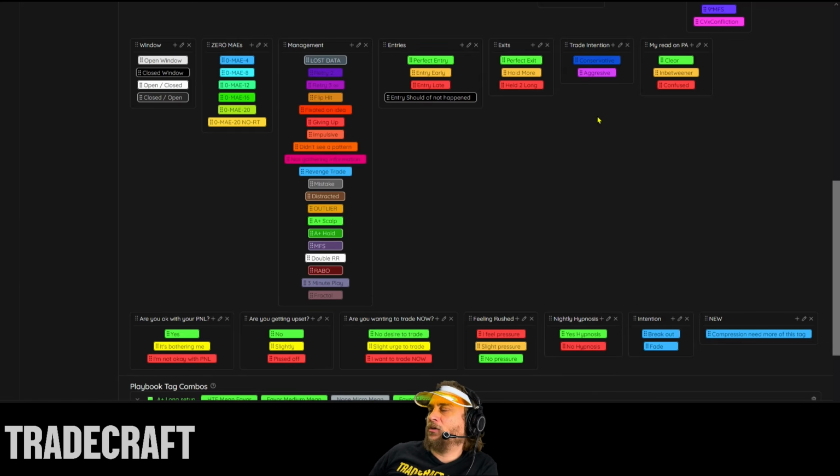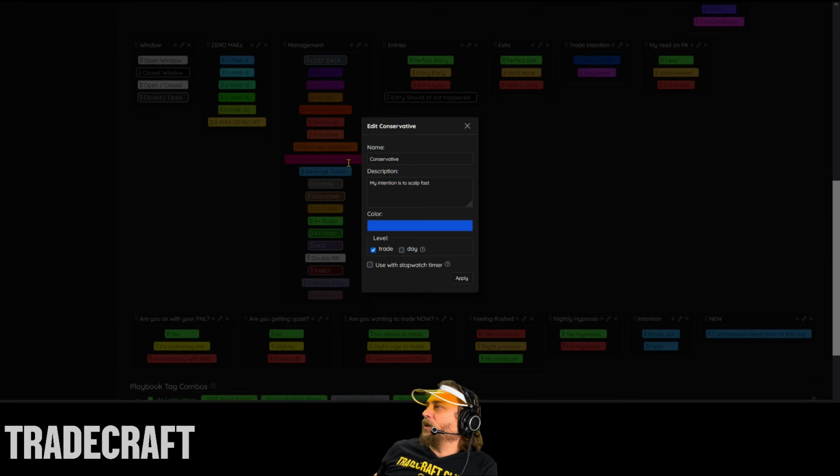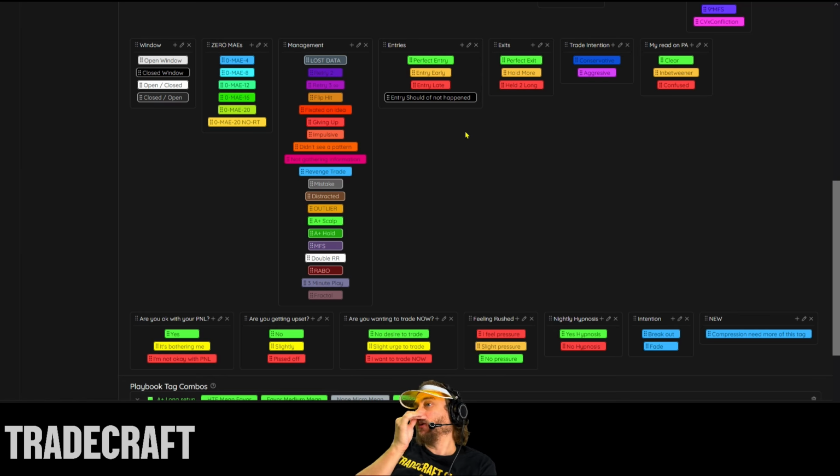If I was to redo these, I could probably rename these. That's what's good about our platform: if you want to rename a tag and not lose the data attached to it, you can do that. Other platforms, you can't do that. So all you do is hit this edit icon, this pencil, and just rename it here. And then all the data will still be attached.